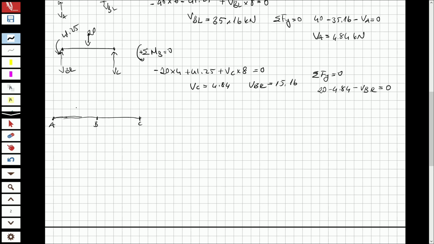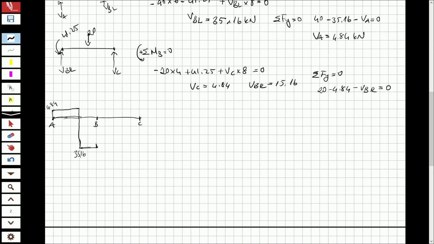At point A, I have a shear. You can see 4.84, and I will go on with the same value until the force acts, and the force will act 40, and I will come to 35.16, right? I will go on with the same value because there is no force, and I will come to stop here.